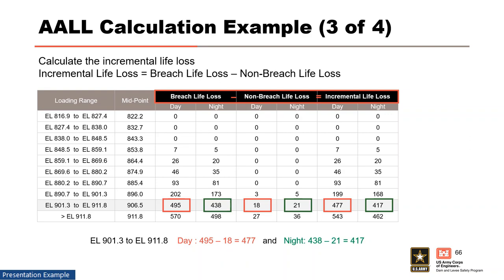For the day exposure, the incremental life loss is equal to 495 minus 18, which equals 477, as shown in red. And for the night exposure, which is shown in green, it's 438 minus 21, which gives us 417.